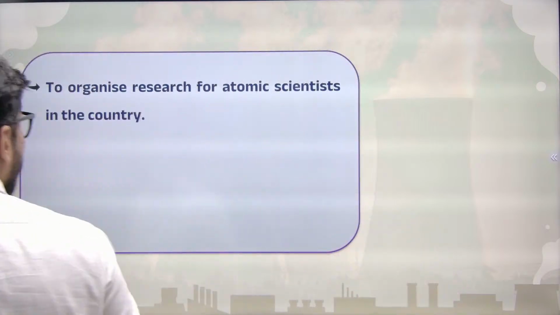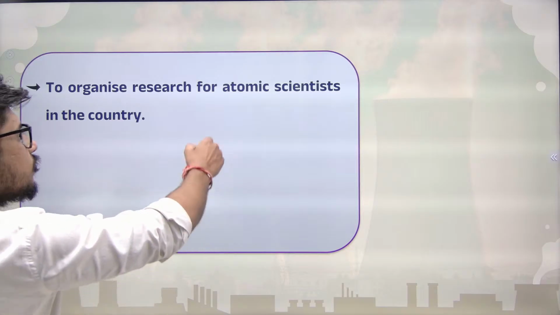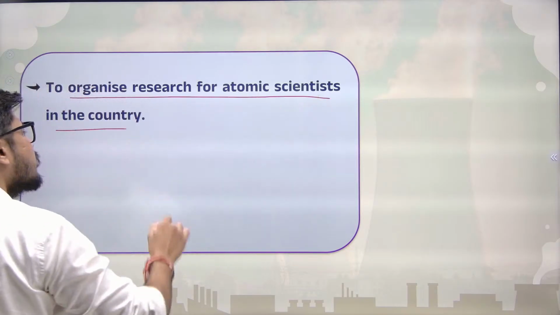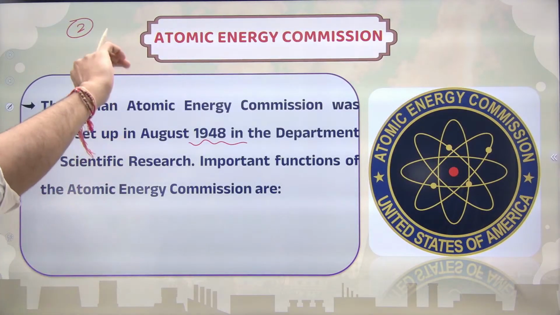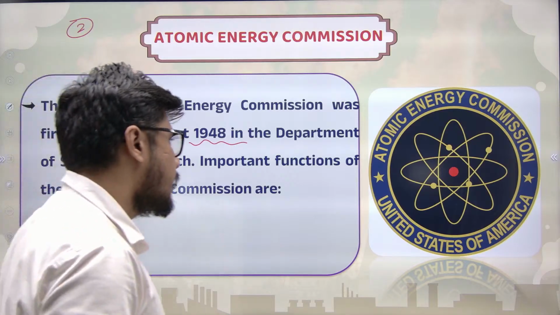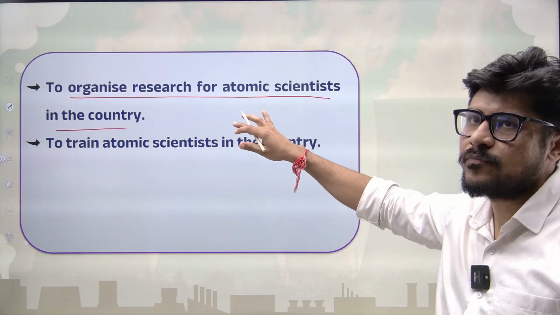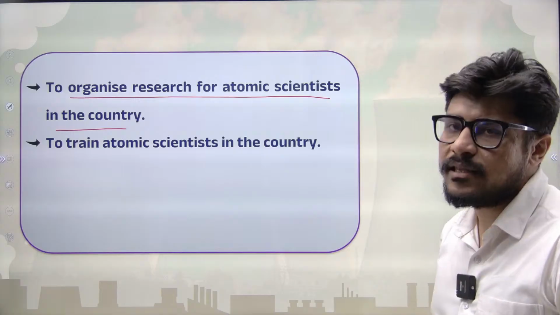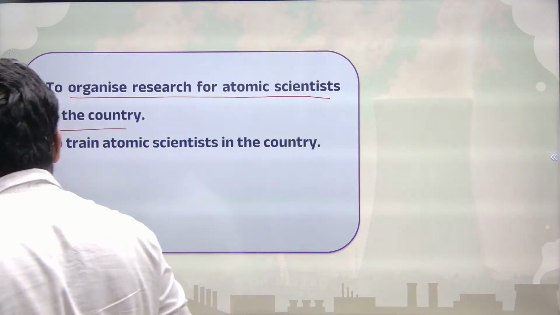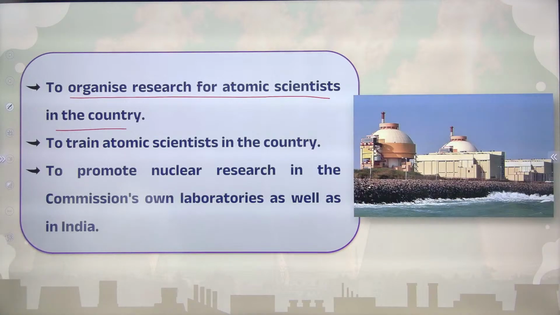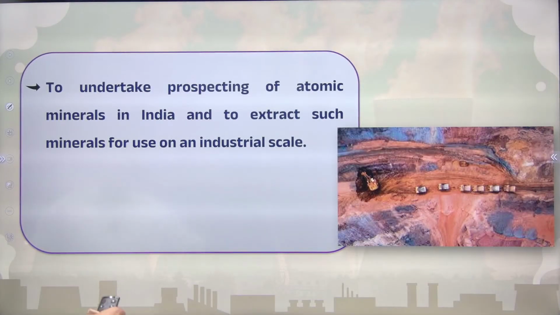To organize research for atomic scientists in the country, the first and foremost goal. The Atomic Energy Commission's foremost function is to organize the research capacity of the country and train atomic scientists. The second thing is to promote nuclear research in the Commission's own laboratory as well as in India. To undertake prospecting of atomic minerals in India and to extract such minerals for use on an industrial scale.